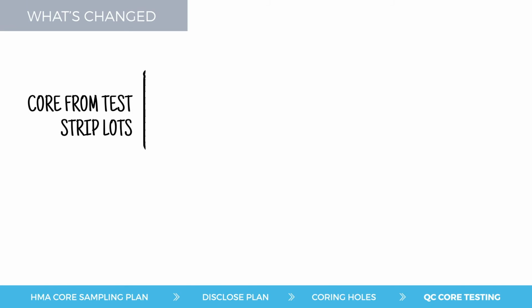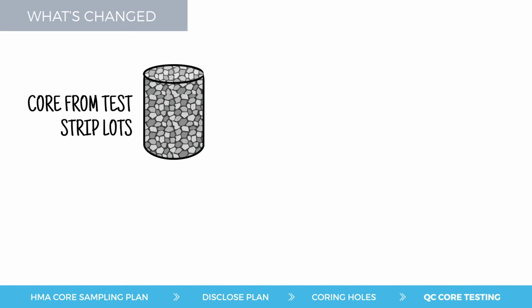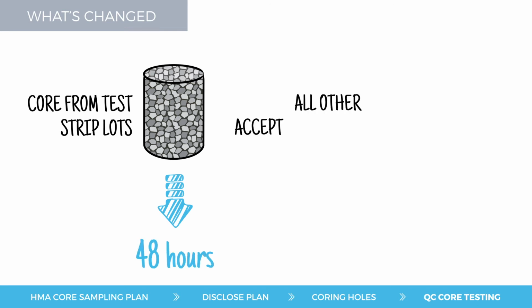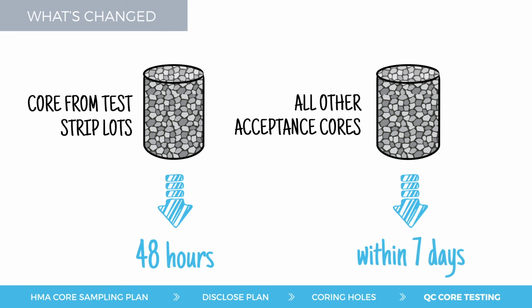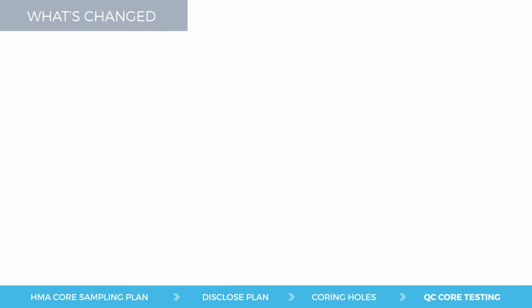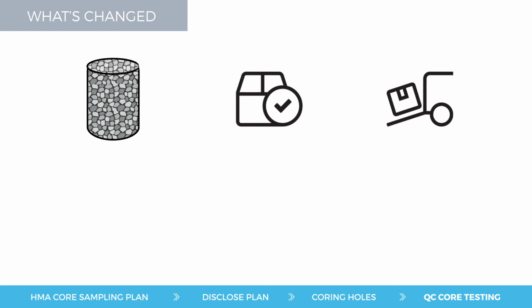Cores from test strip lots and the first traveled way lot will be transported to the testing laboratory within 48 hours of completing the lot. All other acceptance cores should be delivered within 7 days. All core samples must be transported using a tamper-proof box. Each sample should be marked with its assigned core number and placed into the sample box.